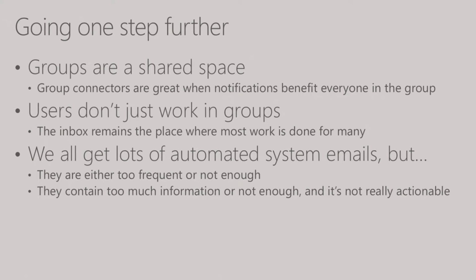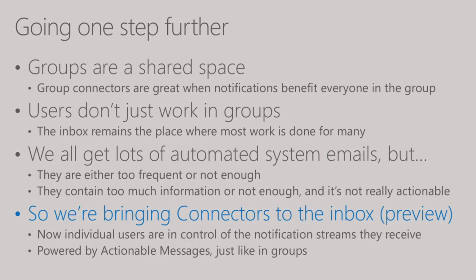So what are we going to do to solve that? We're going to bring connectors to the inbox. That means that all the power that we've just discussed with groups, you'll now be able to take advantage of in your inbox. You'll be able to set up GitHub, set up Trello, set up whatever, just for you, so that you get those notifications. And maybe at that point, once you've gotten something important, you're going to communicate with a group by just including the group's email address, and everybody's going to see that as well. It's powered by actionable messages as well. That means that you're still going to be able to take direct actions right from Outlook on those messages.